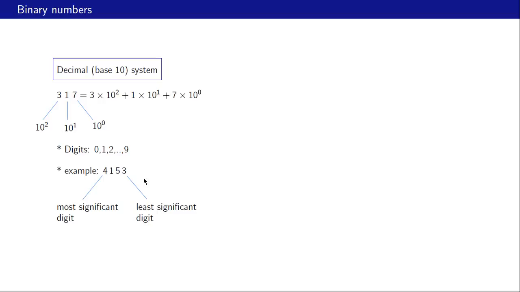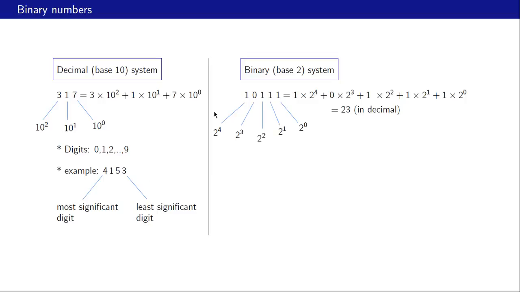Now let us look at the binary system. Here is an example of the binary or base 2 system, and we notice that in each position we have only 1 or 0, and the weight that is assigned to each position is a power of 2. This number, for example, is 1 times 2 raised to 4 plus 0 times 2 raised to 3 and so on. And if we calculate that, it turns out to be the number 23 in our decimal system.